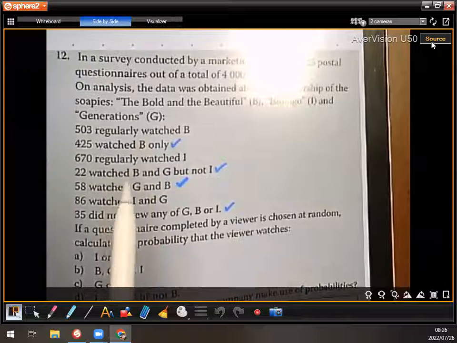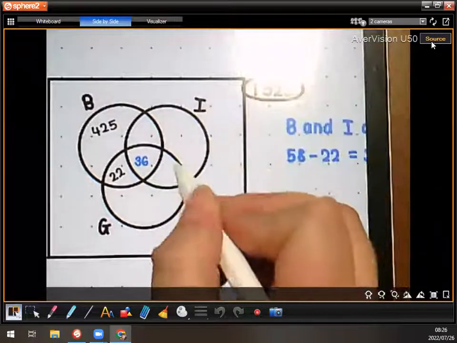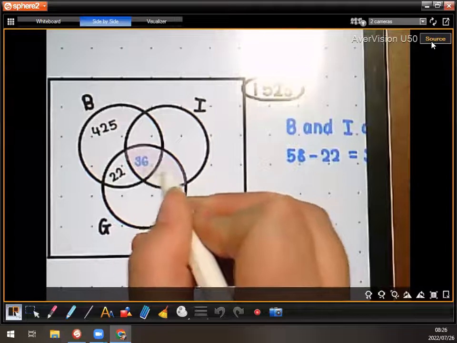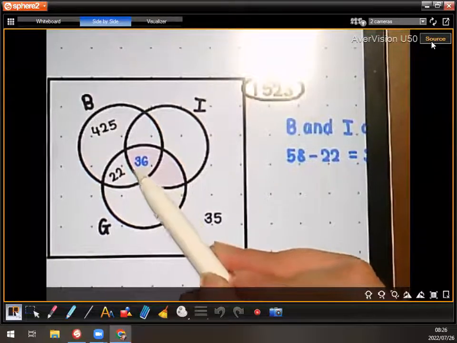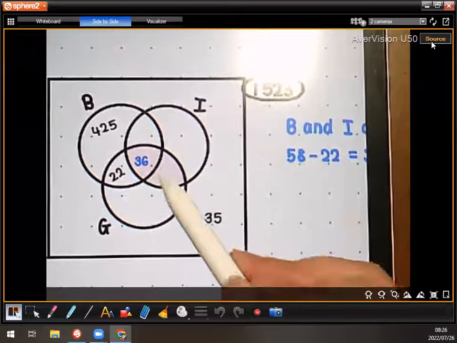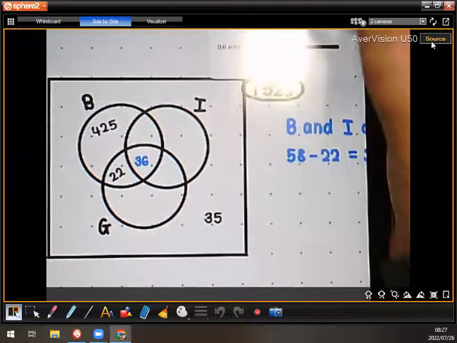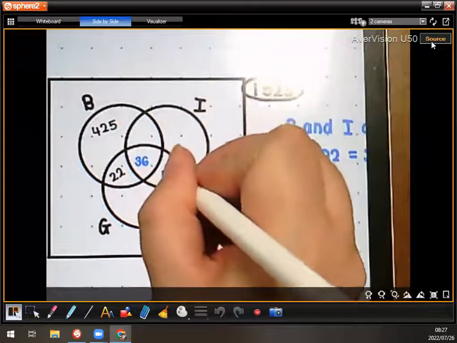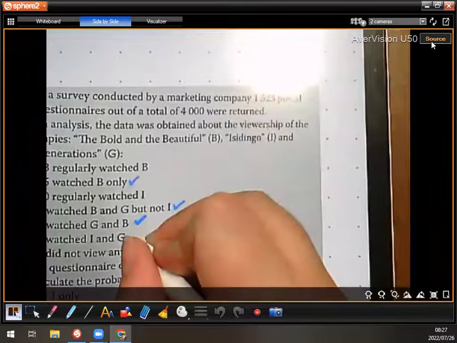But let's see, do we have other values? There, 86, watch I and G. So that means I and G is this section, right? That is I and G. That whole section is supposed to be 86, but what do we already have in here? 36. So what would that section be? 50, okay? Both of these parts should add up to 86, so that is supposed to be 50. Now we can take that one off.